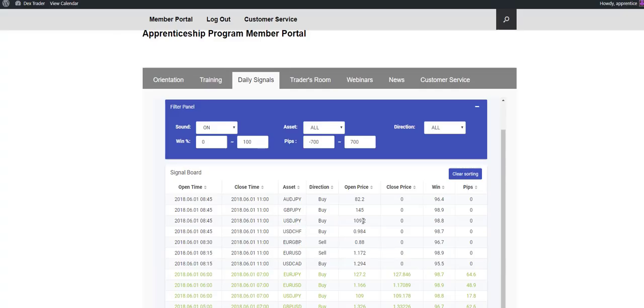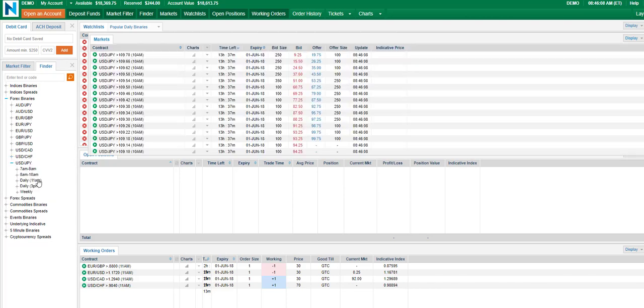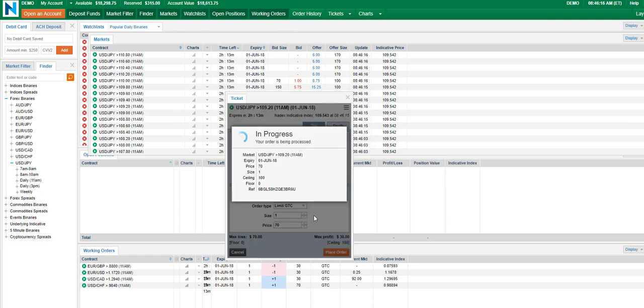USD JPY, 109.20 on the buy. We are in opposite direction. That's good. USD JPY, 109.20. And again, $70. Place the order.